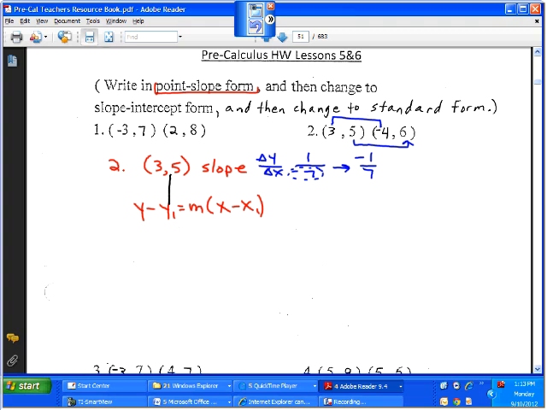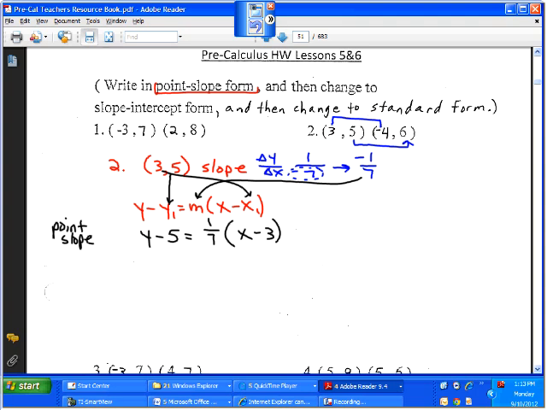So we're going to put the y of the point in place of y, the x of the point in place of x sub 1, y sub 1, and we're going to put the slope in place of m for slope. So we get y minus the y of the point 5 is equal to our slope of 1/7 times the x minus the x of the point 3. That is the answer in point-slope form, which is the first thing that they told us to do. Any questions on that? So let's just plug it in.